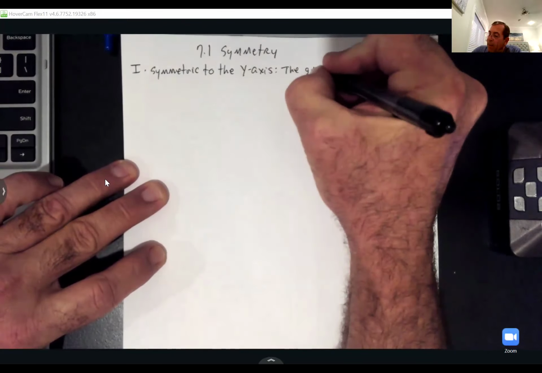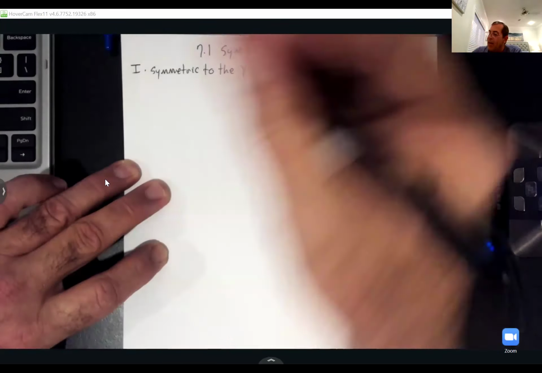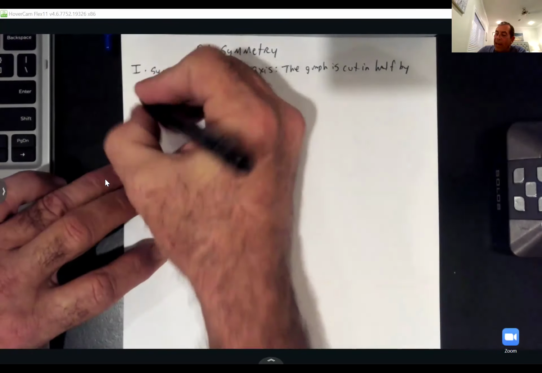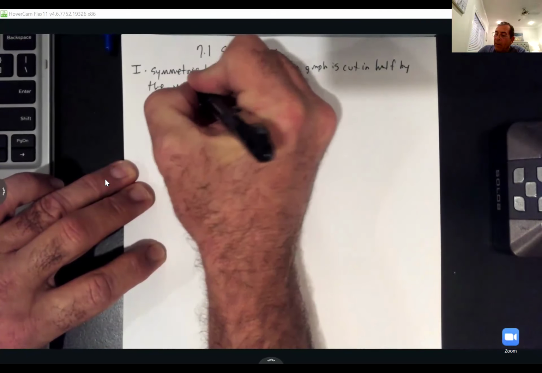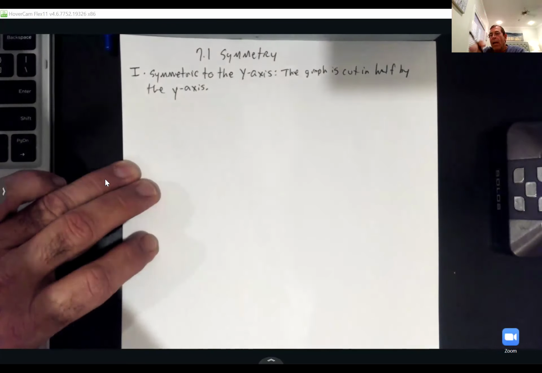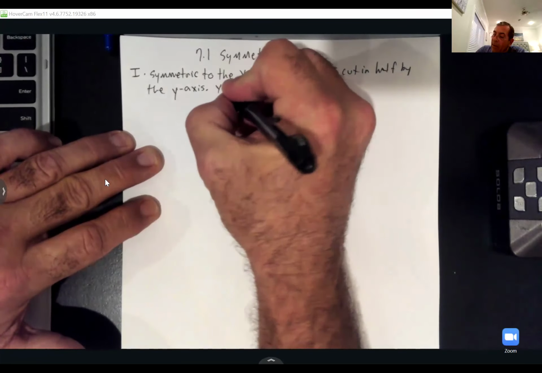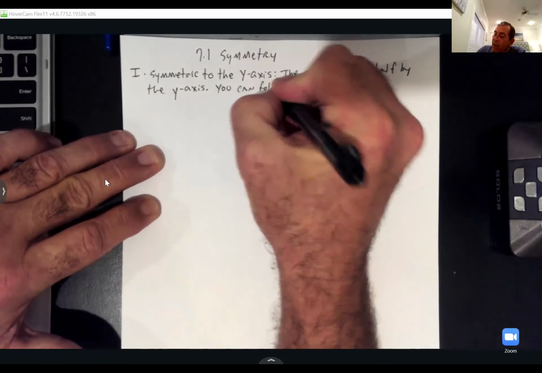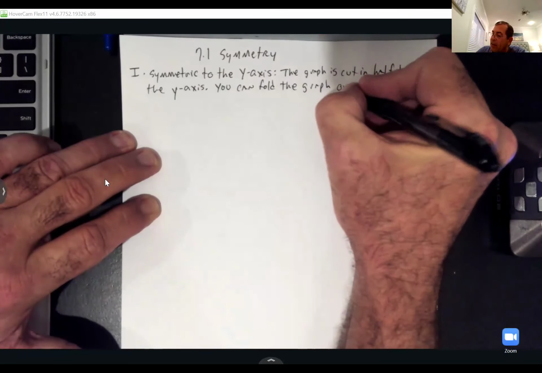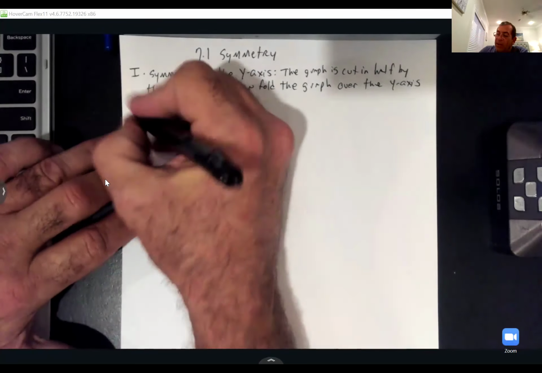the graph is cut in half by the y-axis. Okay, so the y-axis cuts the graph in half. Also, you can fold the graph over the y-axis and it'll land on itself.